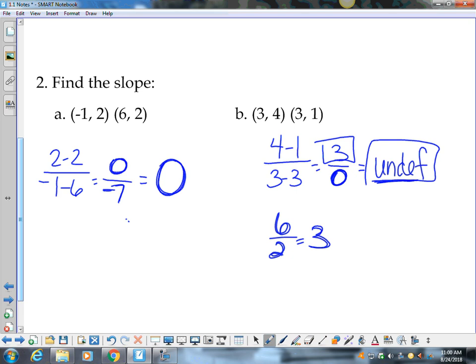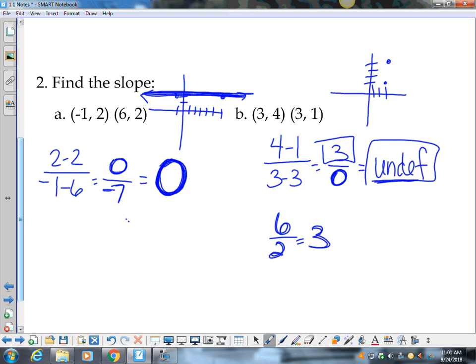Now let's talk about what these two lines look like. If I were just to quick sketch this graph, negative 1, 2, and 6, 2. So you can see that that's a horizontal line. Okay, so I need you to understand this relationship. If the slope is 0, it will be a horizontal line. If you have a horizontal line, its slope is 0, always and forever. If I look at B, 3, 4, and 3, 1, that is a vertical line.